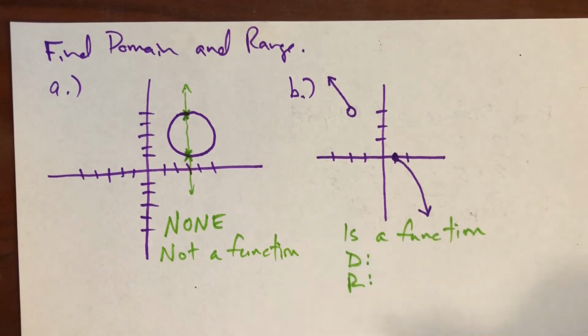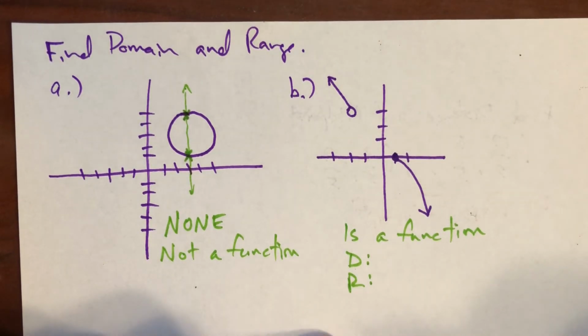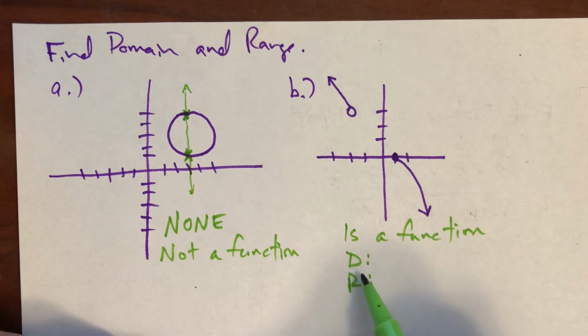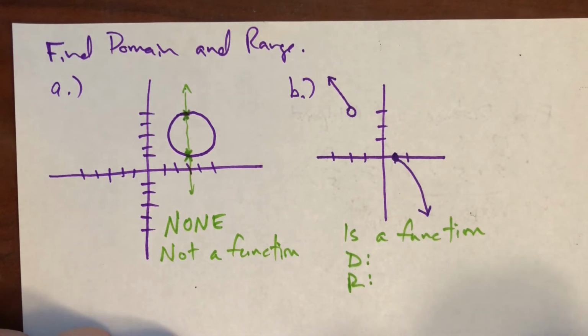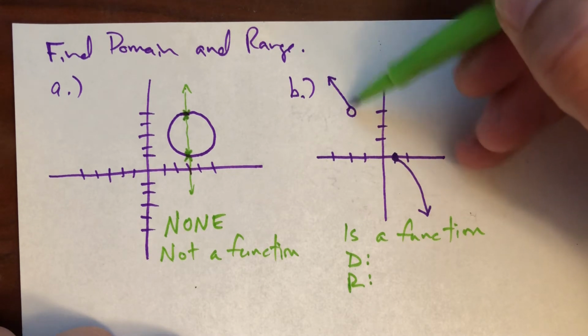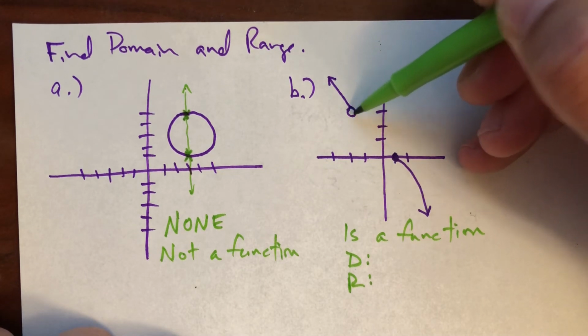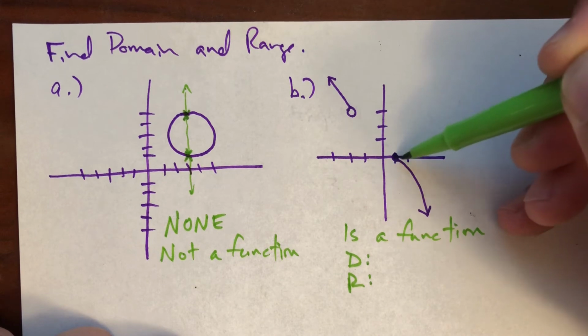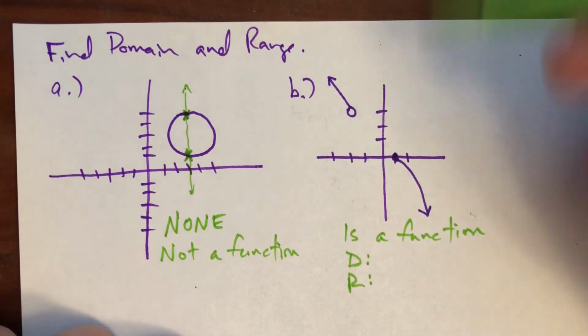So the domain looks like they want it in interval notation, which is a convenient notation. So for the domain, these are all the x values. We want all of the x values for all of these ordered pairs. So we're not going to include that point. We are going to include this point and everything to the right of it.